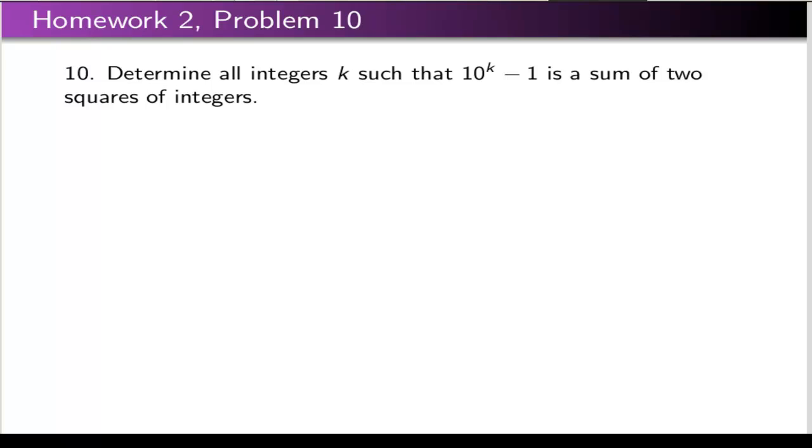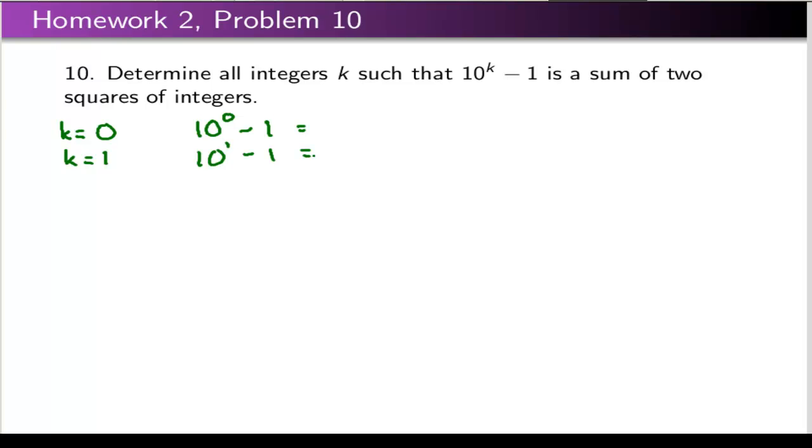Problem 10. Determine all integers k such that 10 to the k minus 1 is the sum of two squares of integers. So just start by exploring. Let's explore. Obviously, we want to start with k being 0. We won't have any fractions involved here. So when k is 0, 10 to the 0 minus 1. And then when k is 1, is that a sum of two squares?